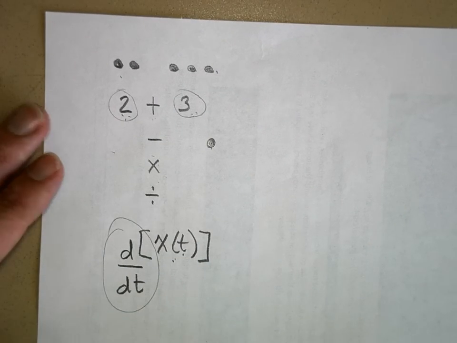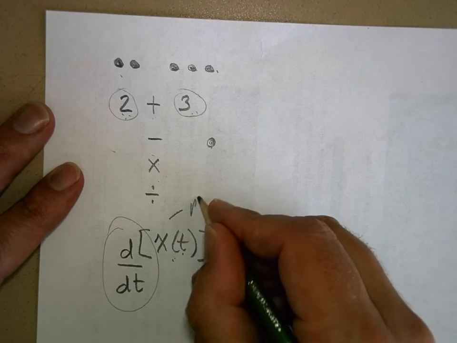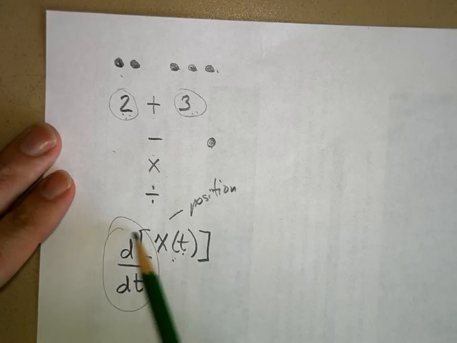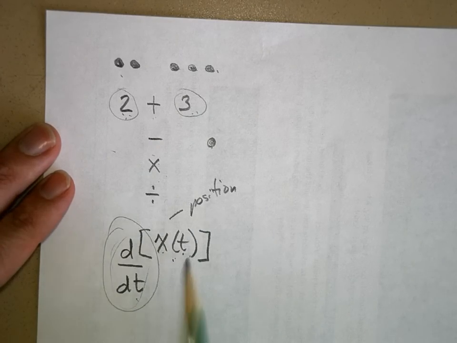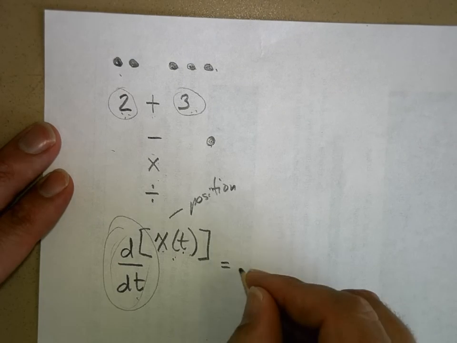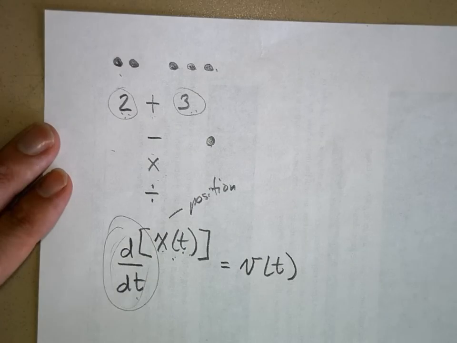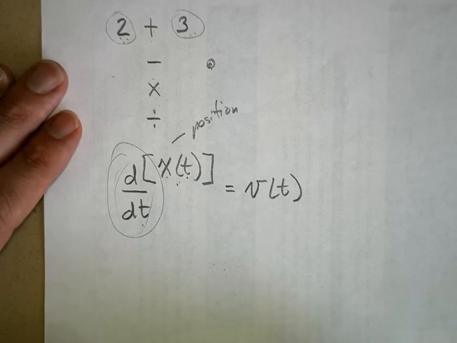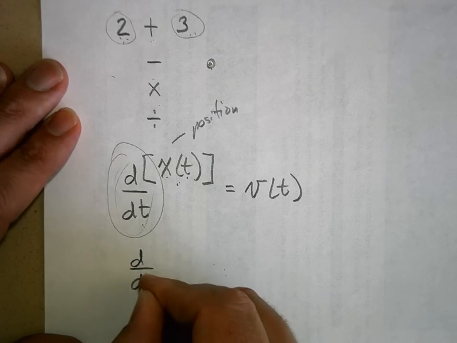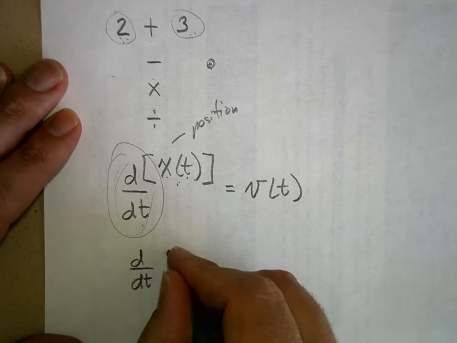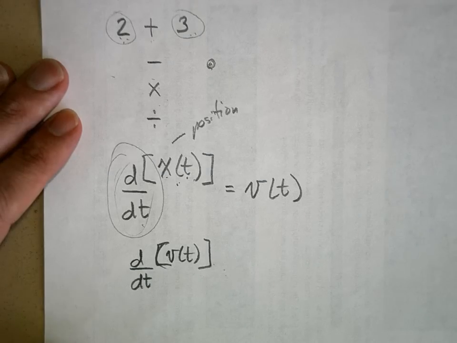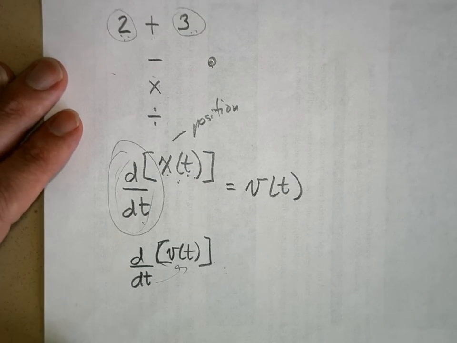Well, if this x represents position, when you operate the time derivative on a position as a function of time function, you get a velocity function. You get v of t. Now, if I operate the derivative on velocity as a function of time, I'll put square brackets around it, what do I get? I get acceleration.